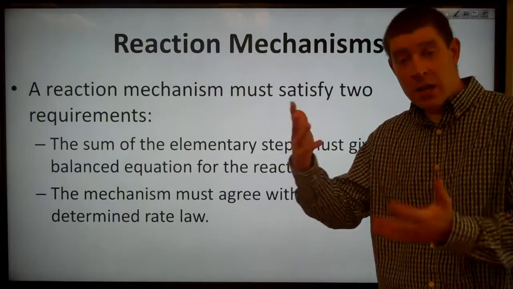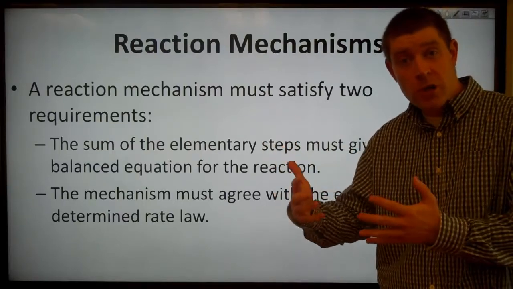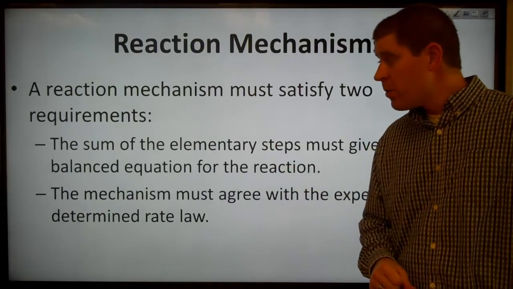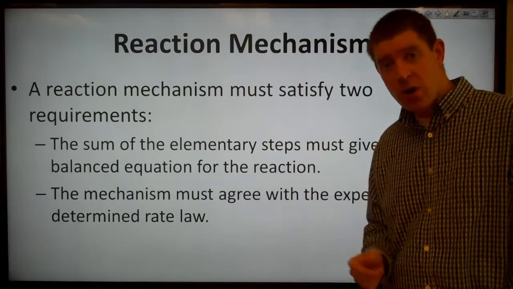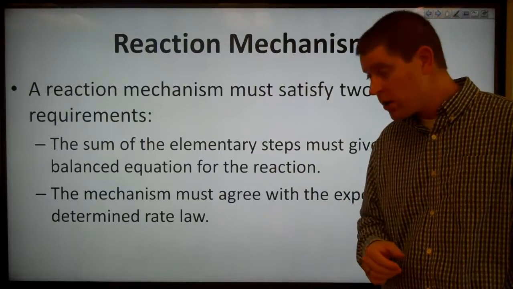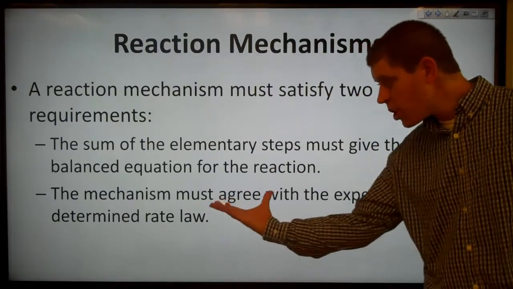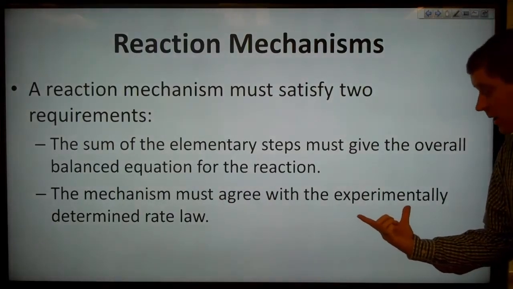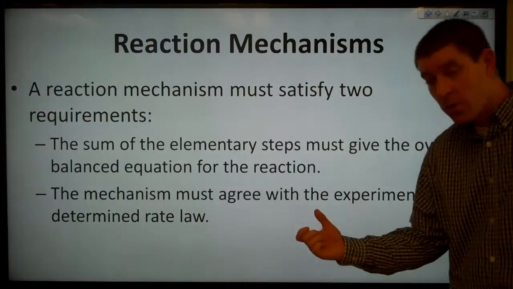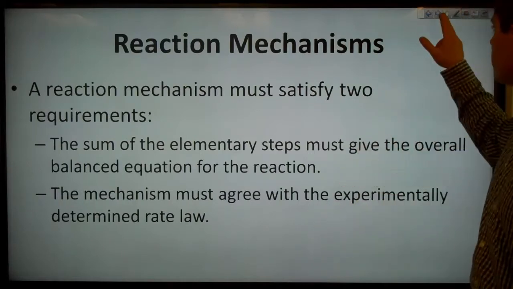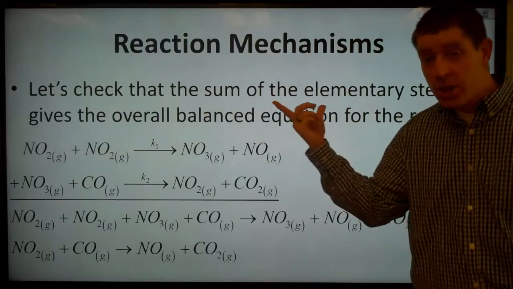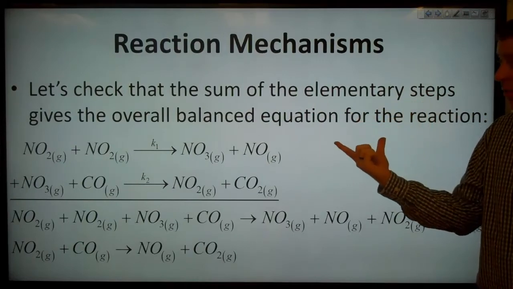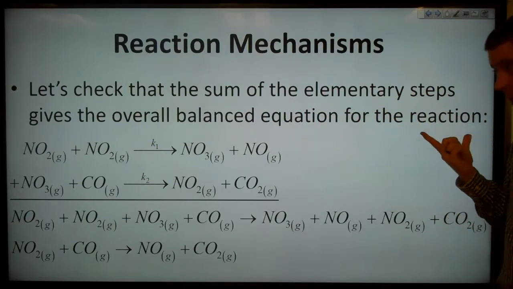Now we can make and destroy something in between. We can form an intermediate and then destroy it later on in the mechanism. But we have to have the same overall reaction as what we actually observe. So the second condition is that the mechanism must agree with the experimentally determined rate law. I'm only going to get into this a little bit, but let's check that the sum of the elementary steps for our mechanism gives the overall balanced equation for our reaction.